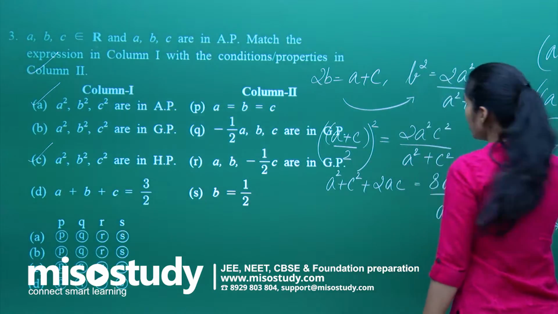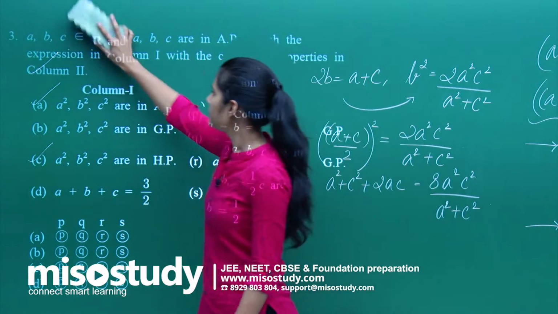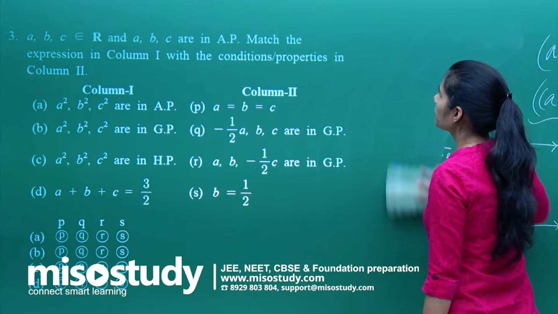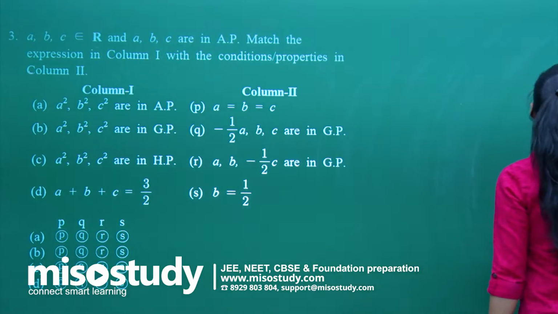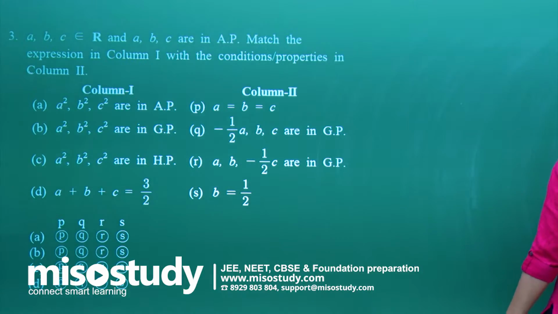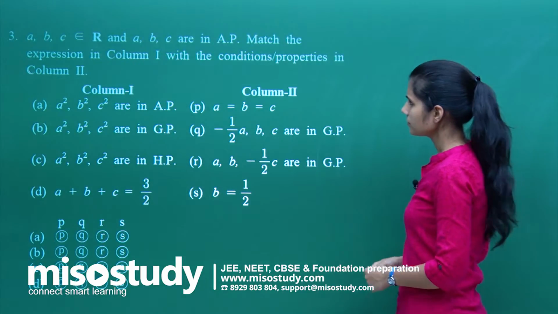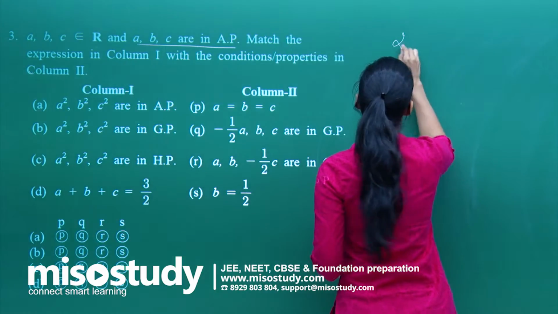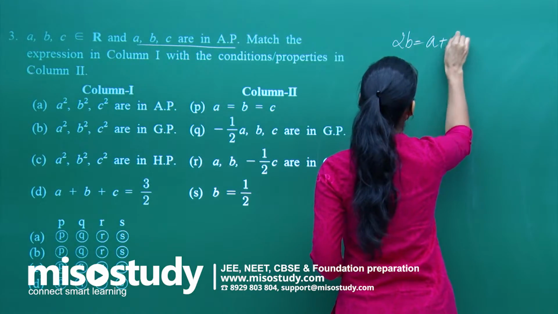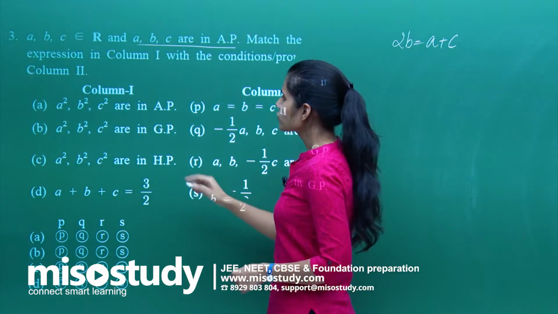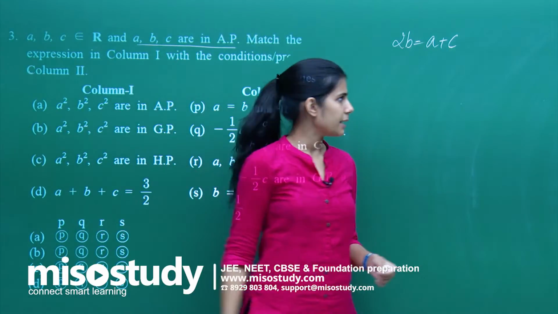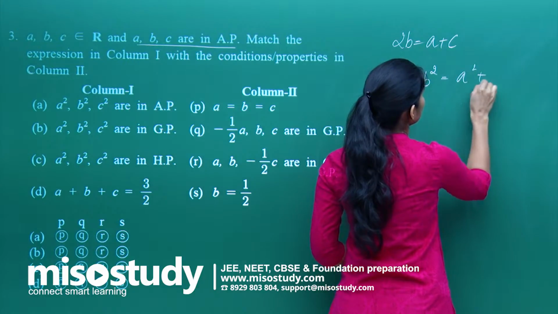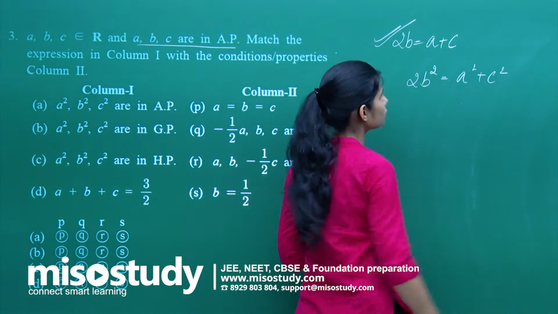Next question says what? That a, b, c are real numbers and a, b, c are in AP. Match the expression in column 1 with the properties or conditions in column 2. Let's see how do we need to tackle this question. So a, b, c are already given in AP, that means you already have that twice of b equals a plus c. a square, b square, c square are also in AP, that means twice of b square equals a square plus c square. This is already given to you.